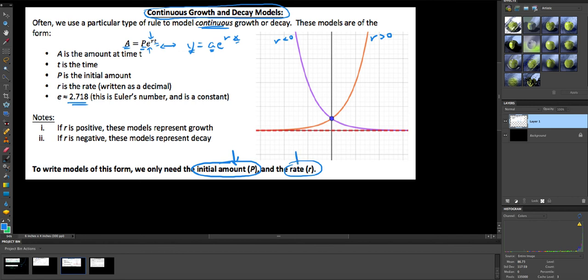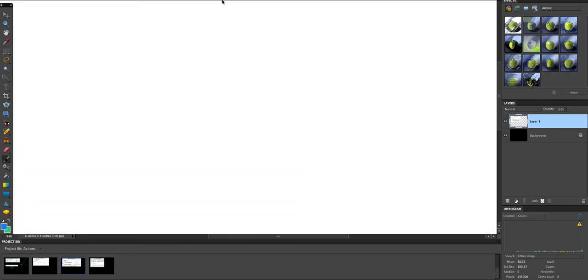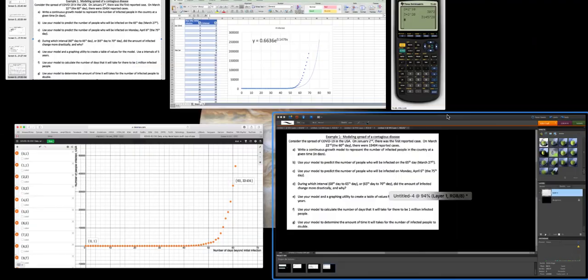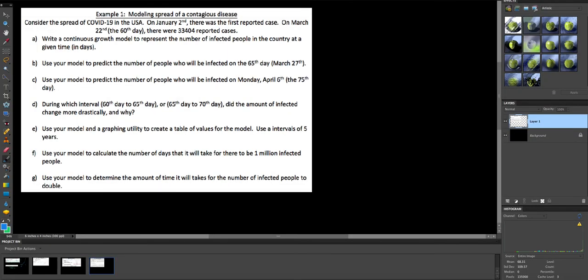And then we're also going to need the rate, which you're going to see is not available to us here. I can't determine the rate just by looking at this. So what we'll do is grab another data point out here. Maybe I could grab this one right here, or I could grab the most recent one that I had at the time when I made this, which was the 61st day, that there were 44,183 people. I think the one I'm going to use for the sake of this example is the 60th day, because it's a nice round number. There were 33,404 people.